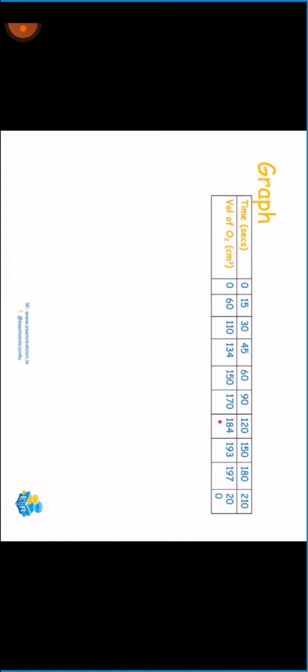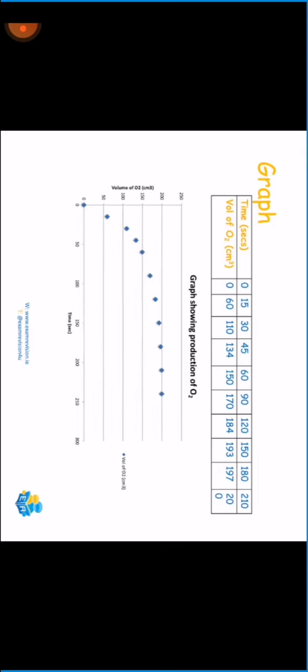If you look for a trend here, as we go up towards 120, 150 and 180, we can see that the volume of our oxygen is not increasing at a steady pace. When we graph it, we end up with a graph like the one I've just shown. We can clearly see a sharp incline at the start that levels off as time goes on. So our rate of reaction is decreasing as we go through the reaction.